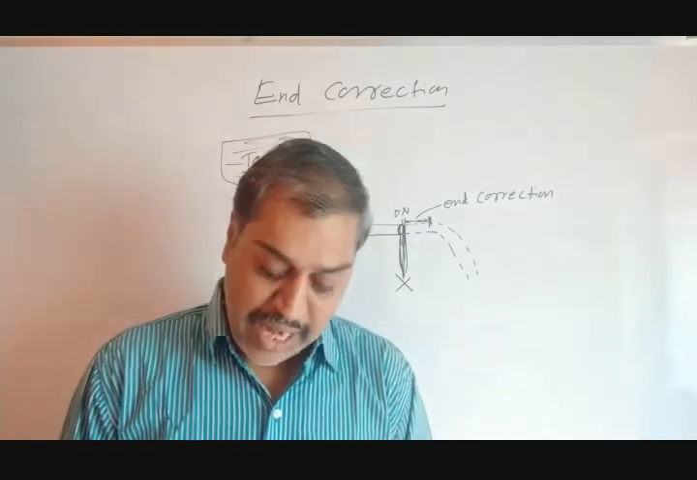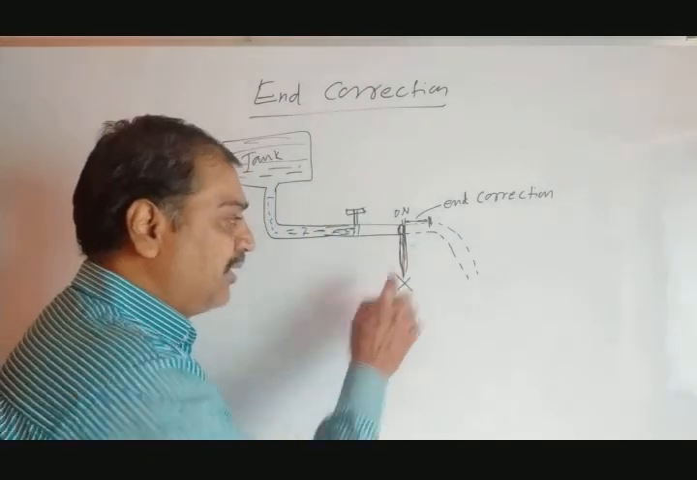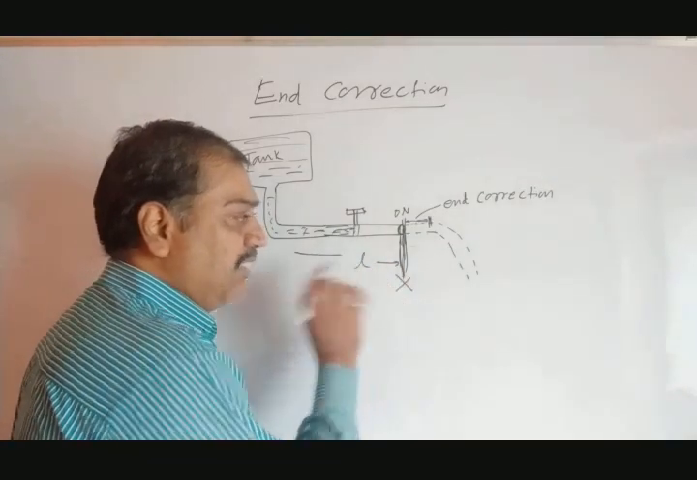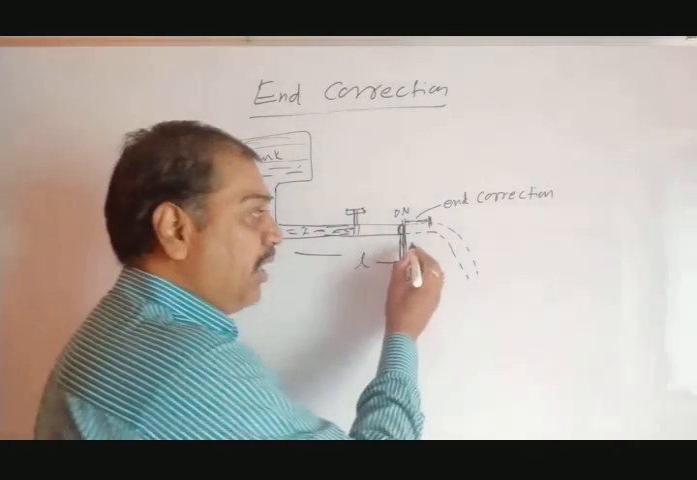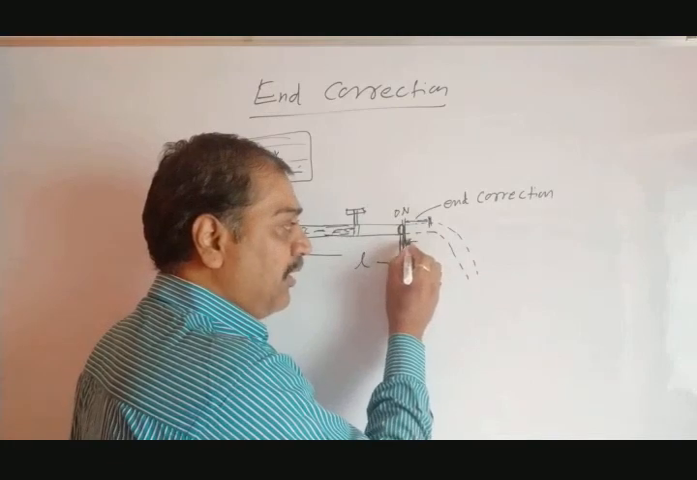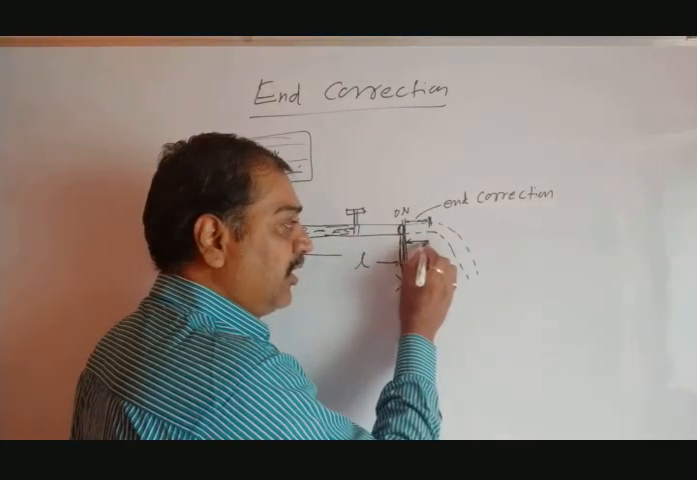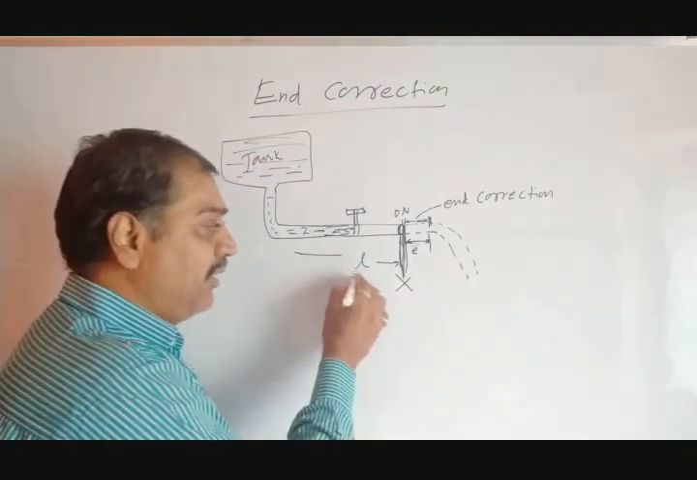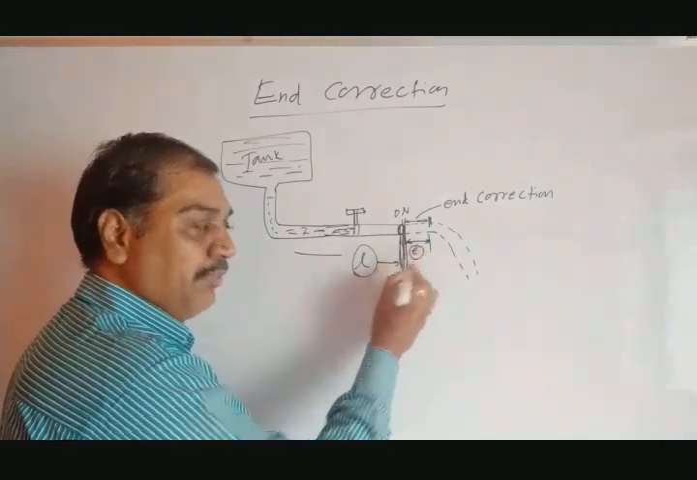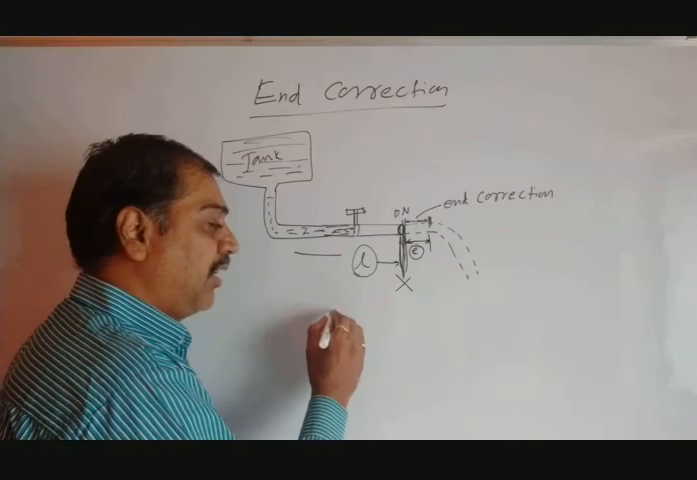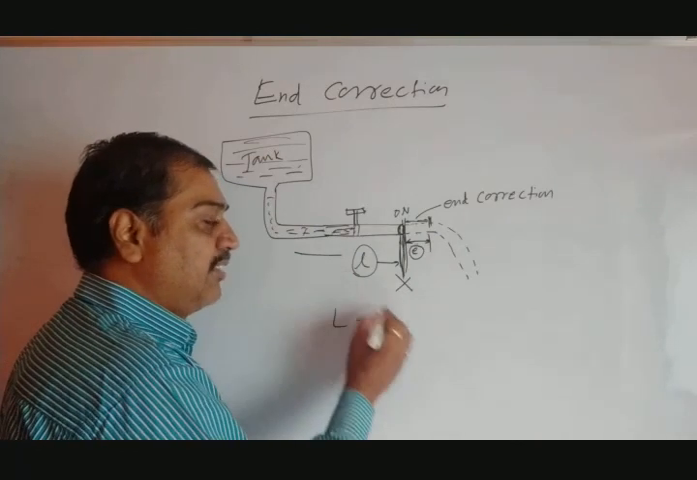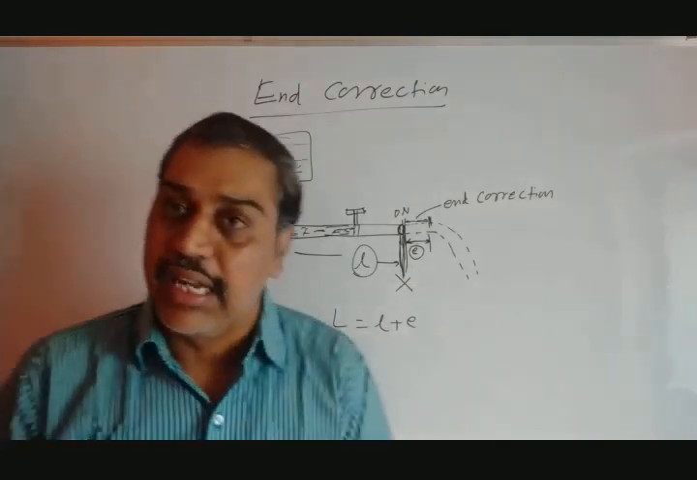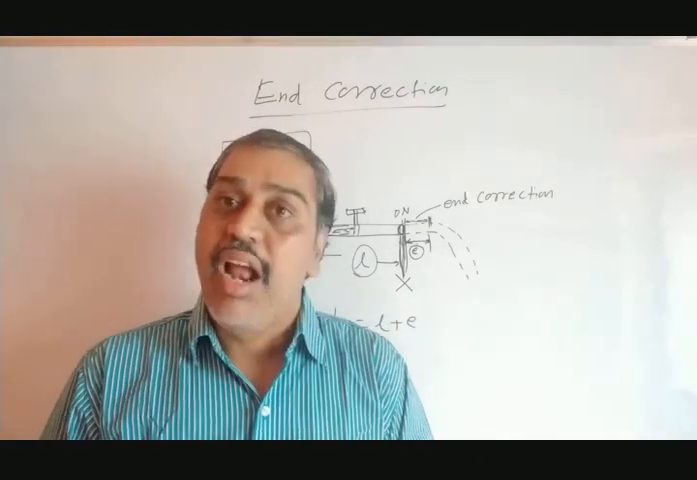Otherwise, if we assume the length of the pipe up to this is small l, and this distance is represented by small e, then if we do the calculation by taking only this length, there would be an error. So you must consider the total length equal to l plus the end correction e, and that we have to consider in this topic. That is nothing but end correction.